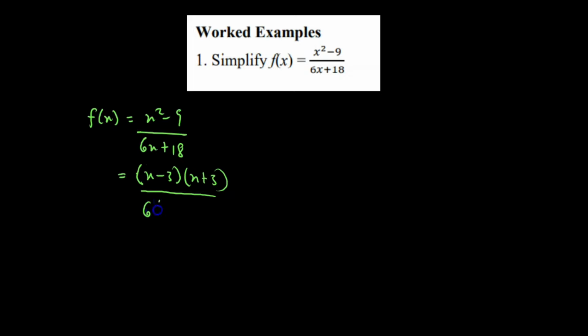All divided by the common factor between 6 and 18, which is actually 6. Then we have 6 times x plus 3, which will give us 6x plus 18. So the common factor is x plus 3 and x plus 3. So we can do away with that and it will be left with x minus 3 all on 6. So we've been able to simplify x squared minus 9 all divided by 6x plus 18 into a simplified form. So that is how you could have worked on worked example 1.